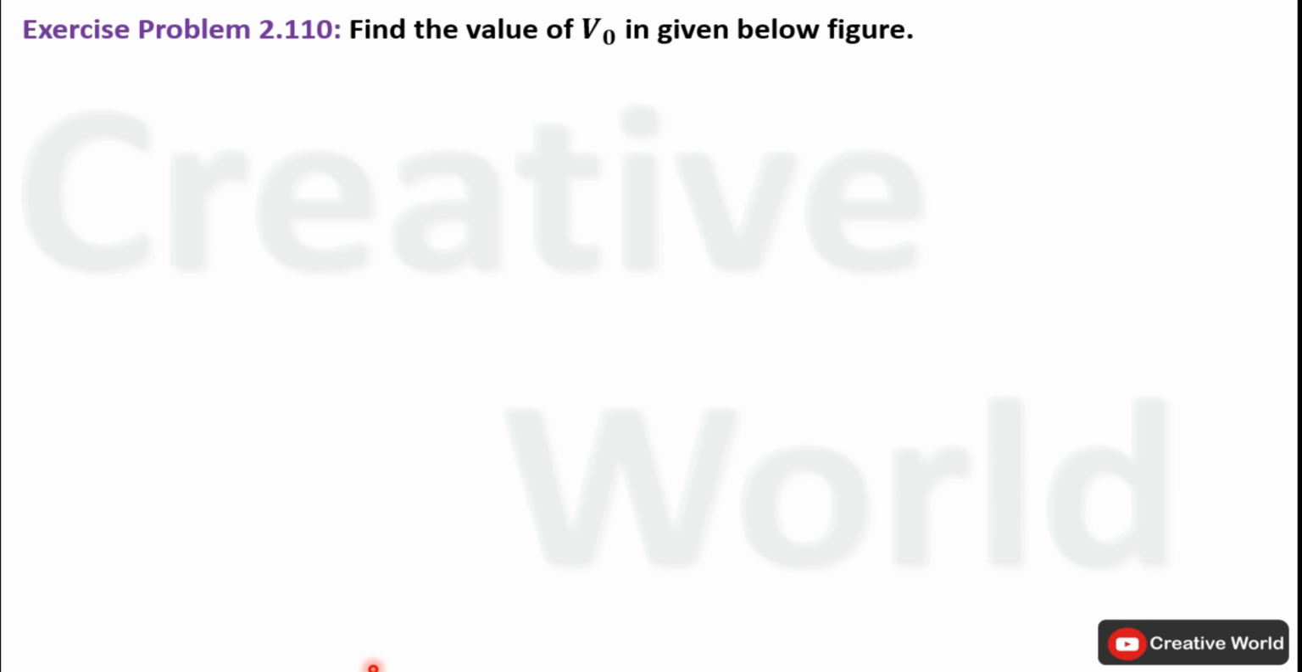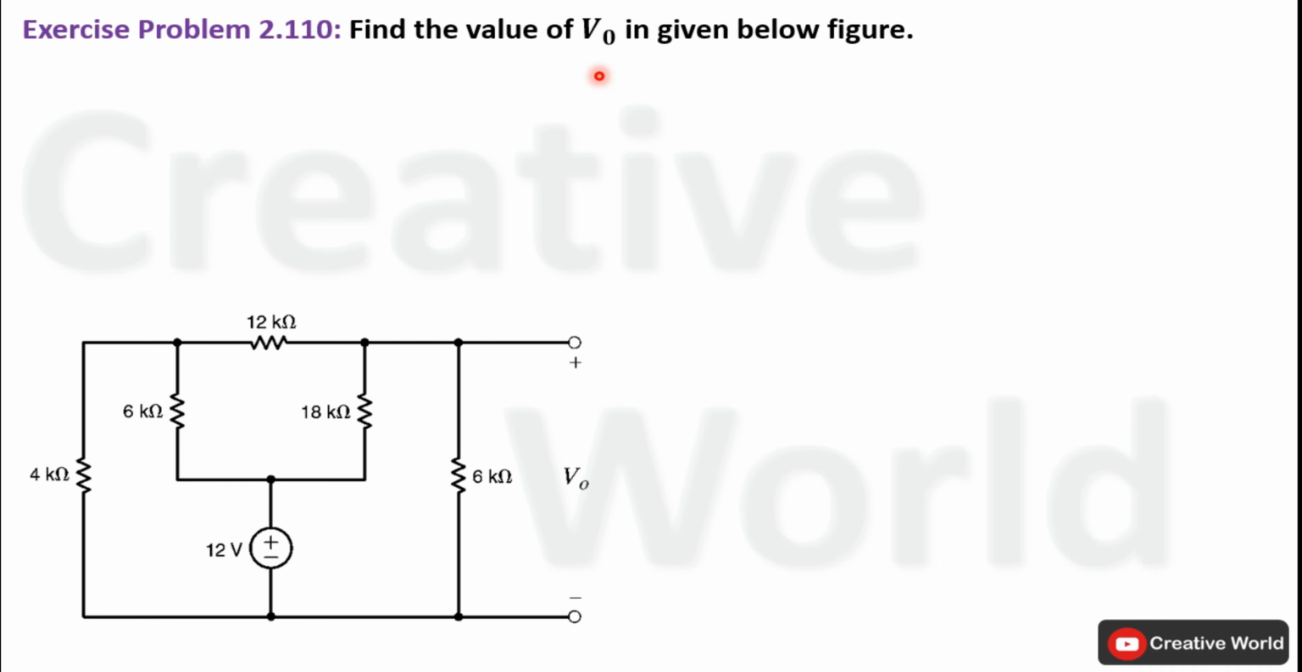Exercise problem number 2.110. Find the value of voltage V0 in the figure given below. This is the circuit diagram of the given problem. Inside this network we have to find the value of voltage V0 across this 6 kilo ohm resistance. So without wasting time, let's proceed towards the solution.